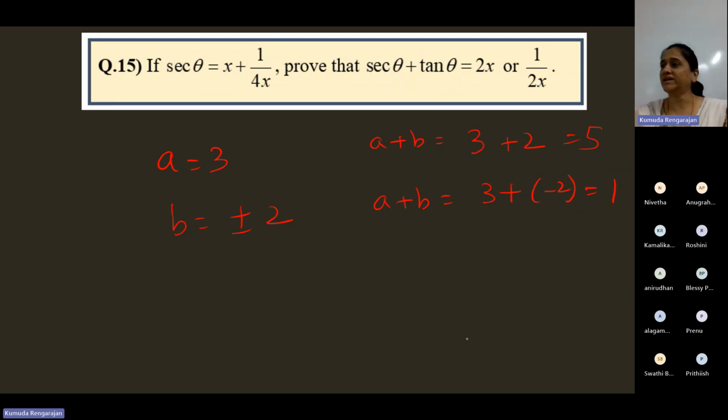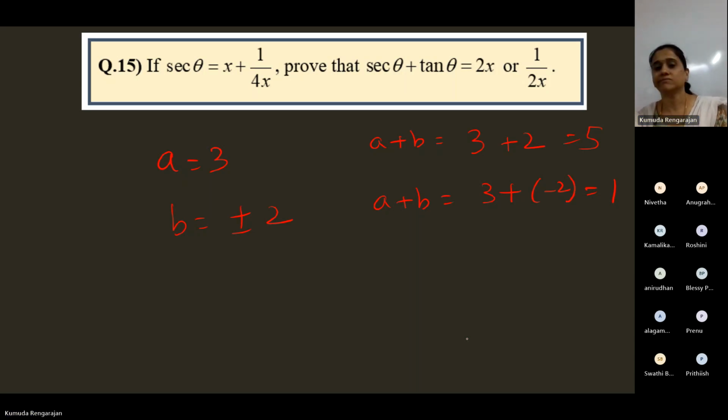Now, it's easy to find tan theta. Given secant theta, it's easy to find tan theta because secant square theta minus tan square theta is 1. So, substitute secant square theta minus tan square theta is 1. So, when you work that, you can find the value of the expression for tan theta.